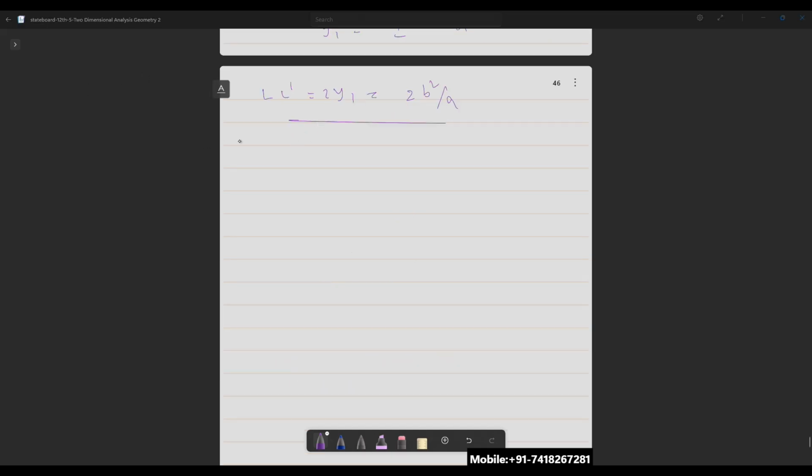Next we'll look into another conic section, which is the hyperbola. Here our eccentricity is greater than 1. So let us draw the hyperbola. The hyperbola looks like this. This will be your vertex A dash.